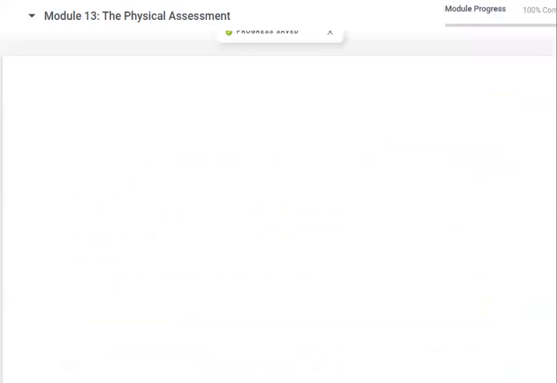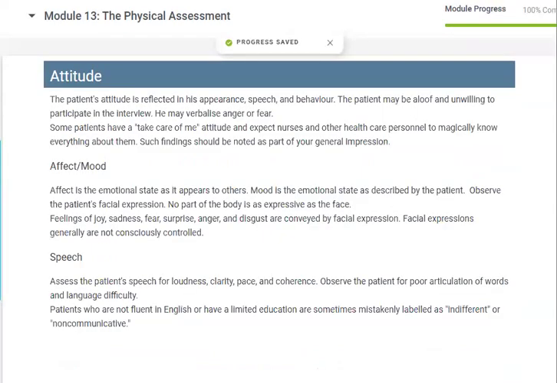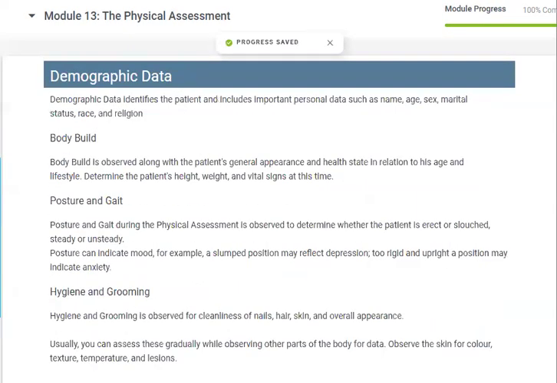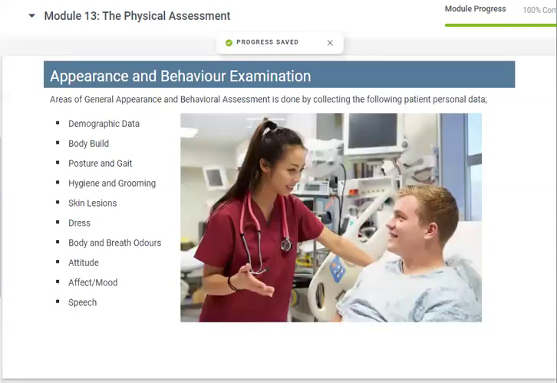Appearance and behavior examination. Areas of general appearance and behavioral assessment are done by collecting the following patient personal data: demographic data, body build, posture and gait, hygiene and grooming, skin lesions, dress, body and breath odors, attitude, affect/mood, and speech.